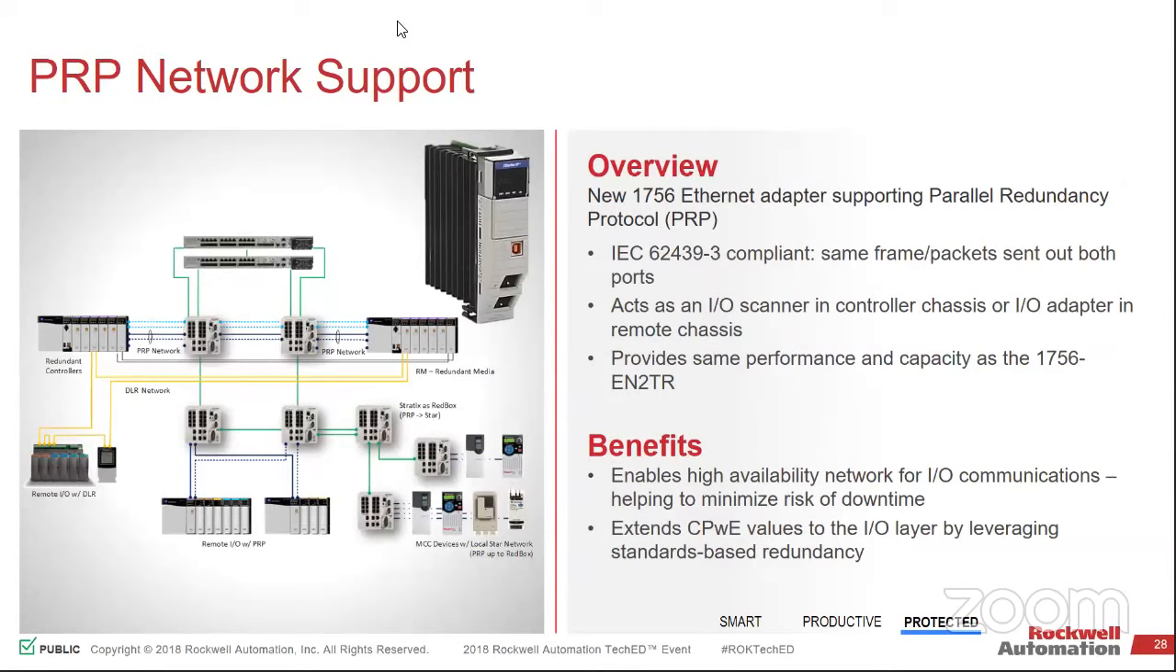The operators don't see anything. For companies or customers that need 0 milliseconds, so basically a bumpless transfer, that's where PRP comes in, because we're actually sending traffic through both cables. So you've got an A and a B channel. And essentially, if you lose everything on the A, it doesn't care because it's already been transmitting on B.